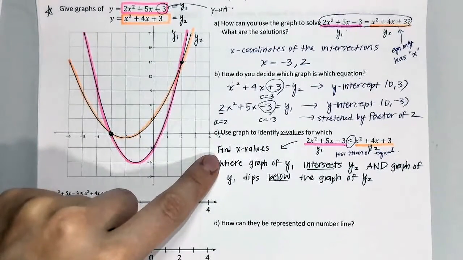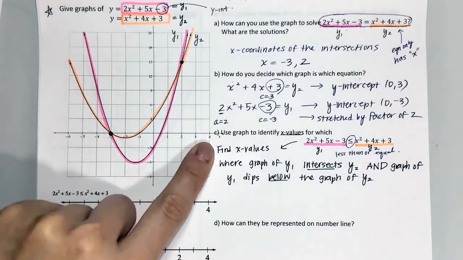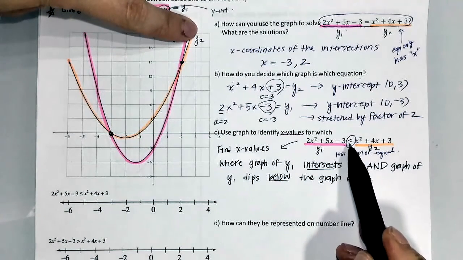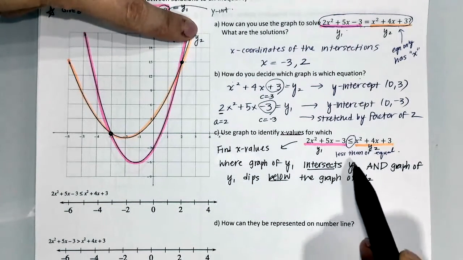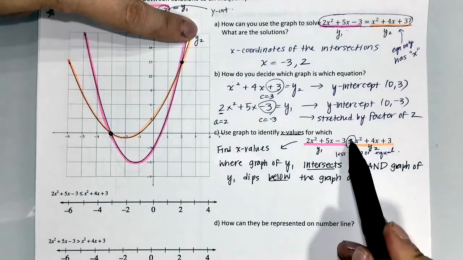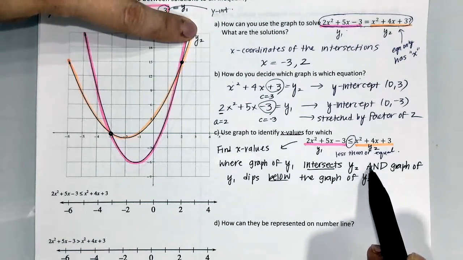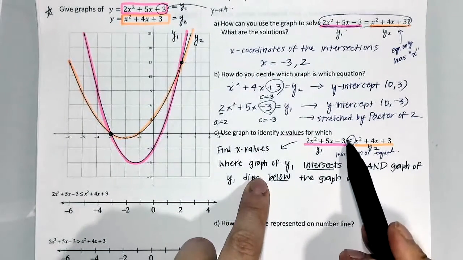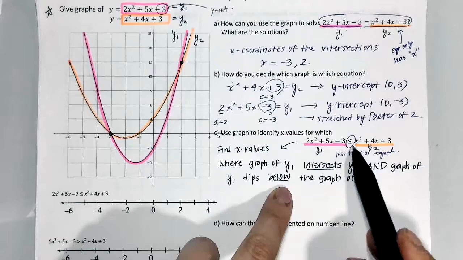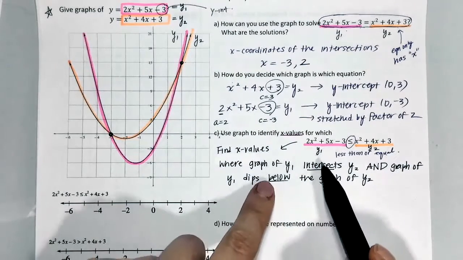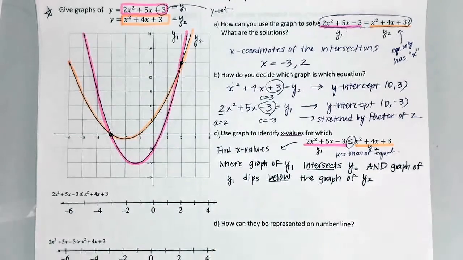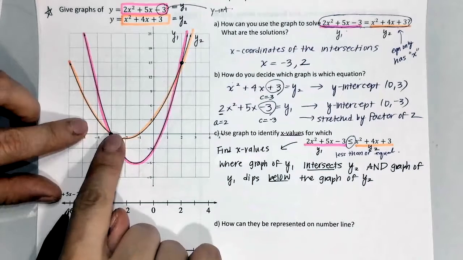So here's another hint. A translation for this problem is to find x values where the graph of y sub 1 and y sub 2 intersect because of the equal sign. Find where they intersect, and there's a less than symbol, so also find where the graph of y sub 1 is below, because it's less than, the graph of y sub 2. Where do they intersect? And where is y sub 1 below y sub 2? And take a look at the graph. That's going to be over here.